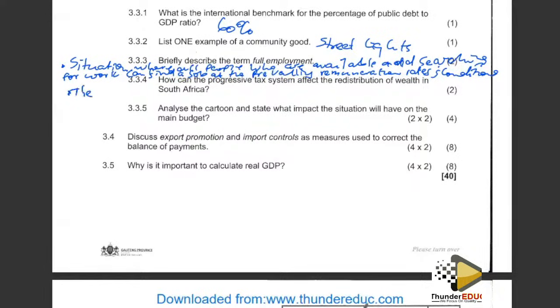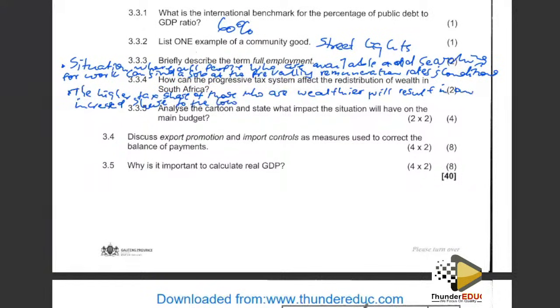So now we're saying that the higher tax share of those who are wealthier will result in an increased income share to the low income earners. Okay, right. So now let's move on to the next question, grade 12.